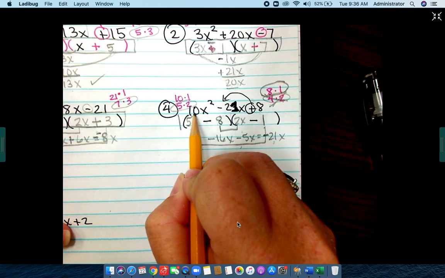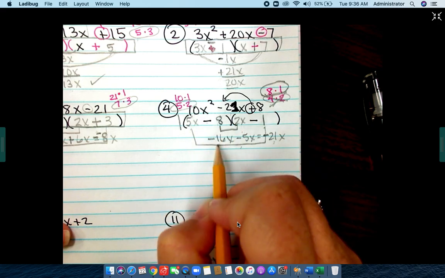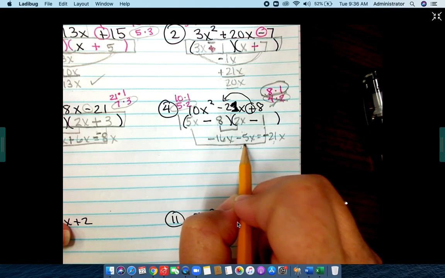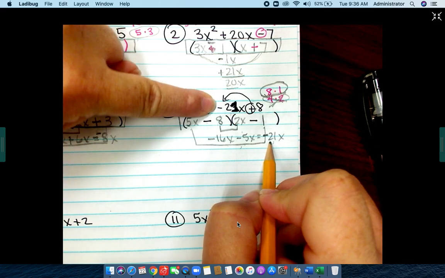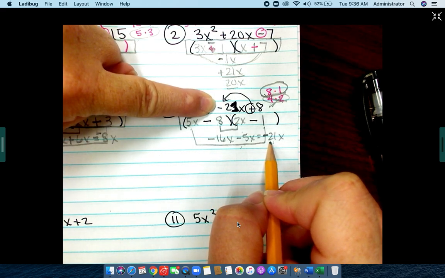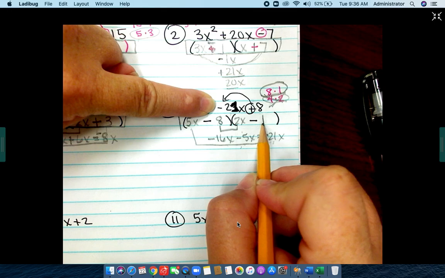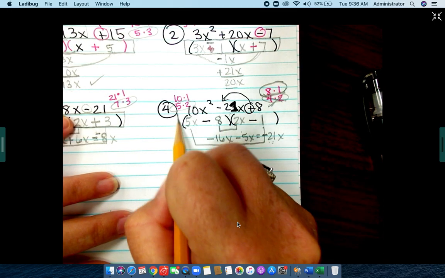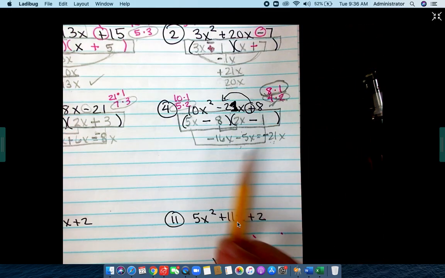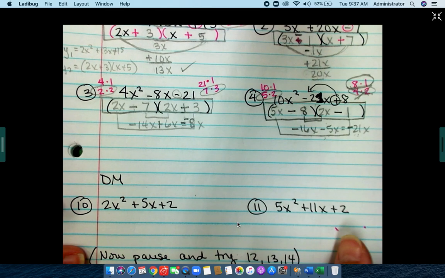5x times 2x is 10x squared. Inner is negative 16x. Outer, negative 5x, combined to give you our linear term, negative 21x. And then negative 8 times negative 1 is positive 8, so this is correct. And again, if you want to try using your calculator the way I suggested, you're welcome to do so.